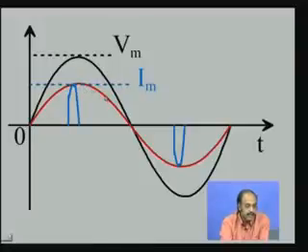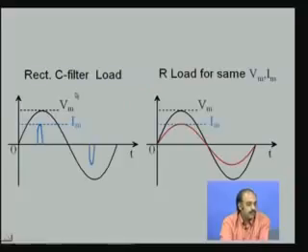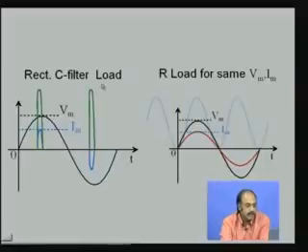So let us compare V and the red colored current waveform for a pure resistance, with V and the blue colored current waveform for the capacitive circuit. So this is the rectifier C filter load, with its voltage and current waveform, and this is the pure resistive load waveforms for an R load which has the same Vm and Im. That is important.